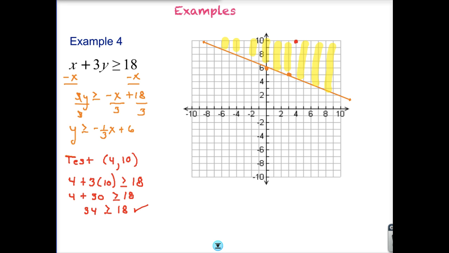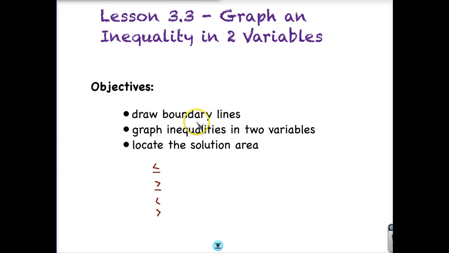All right, and that concludes our lesson for today on graphing linear inequalities. So at the end of this lesson now, you can draw boundary lines. You can graph an inequality in 2 variables by switching to slope-intercept form, and you can locate and shade the solution area.